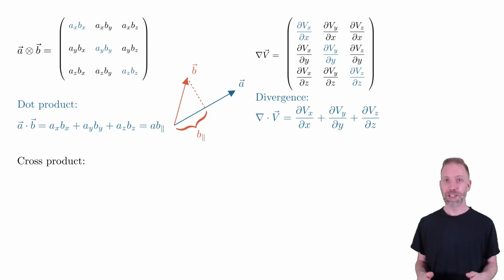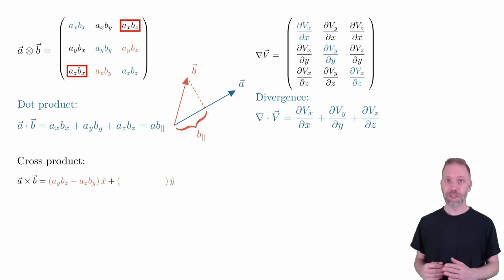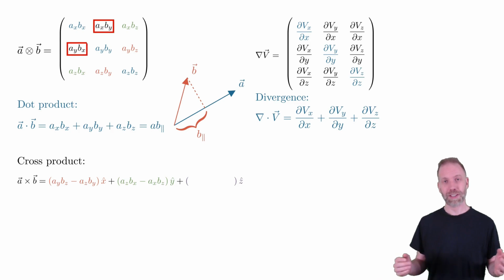The other multiplication operator we have is the cross product. It will be given by the off-diagonal elements of the dyadic product. The difference between these give the x value. These two give the y value. And these the z value.